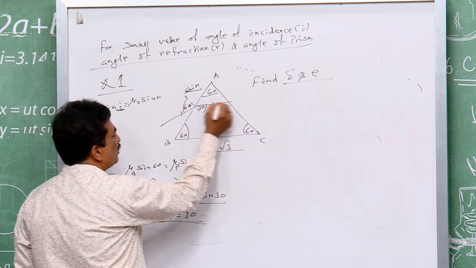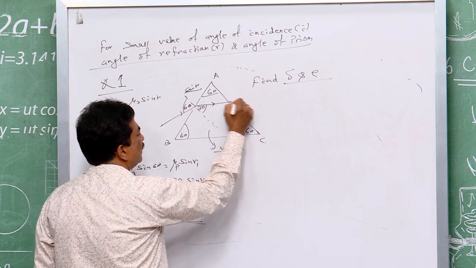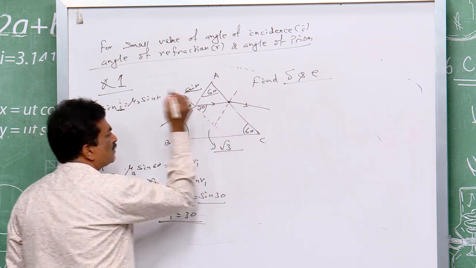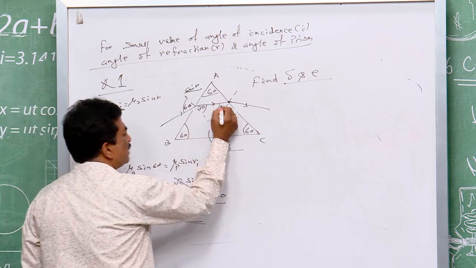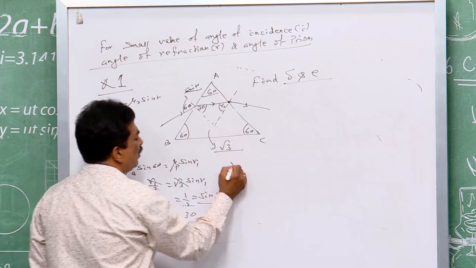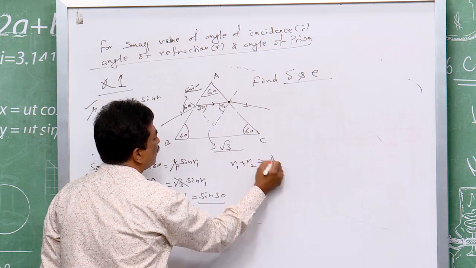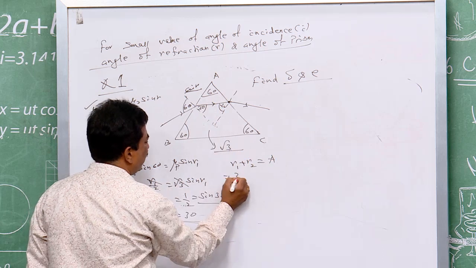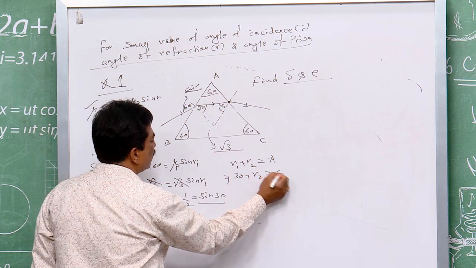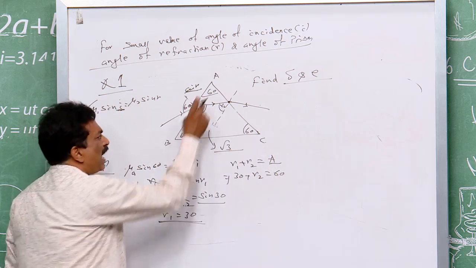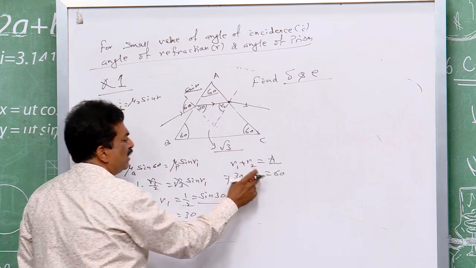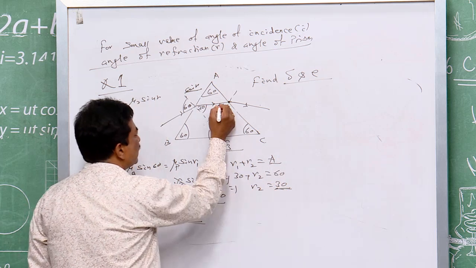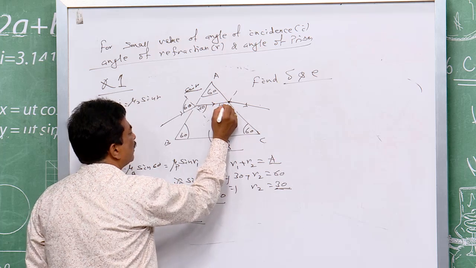Again there will be an emergent ray. This is the emergent ray, and this is the normal. Refraction takes place again here, and this angle is R2. For a prism, R1 plus R2 is equal to A, the angle of the prism. R1 is 30 and the angle of the prism we already took is 60, so R2 is equal to 30.